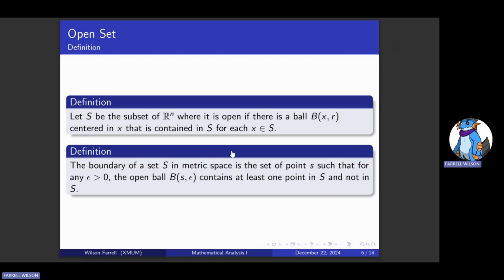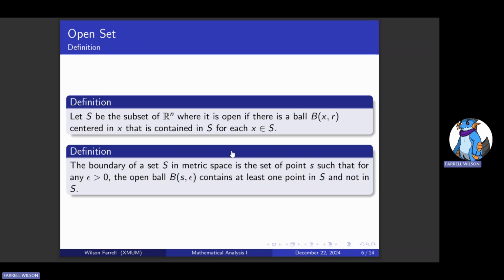For the second definition, we can say that S is a subset of R to the power n, where the subset is open if there is a ball B(x, r) centered at x and also contained in S for every x in S.